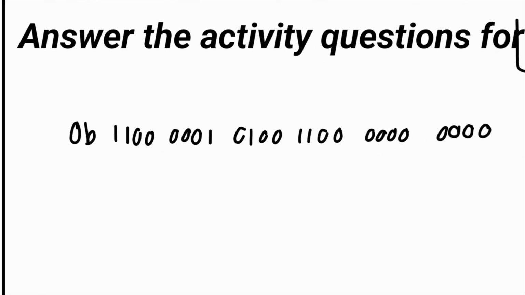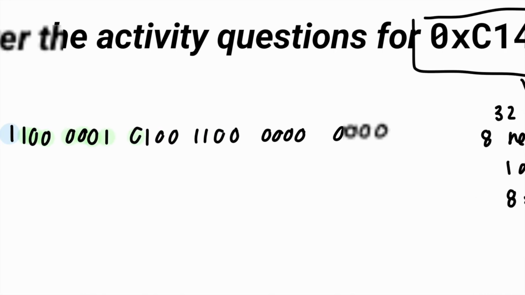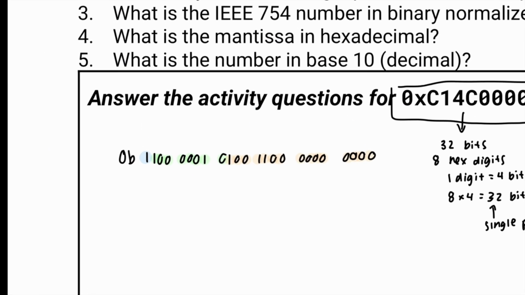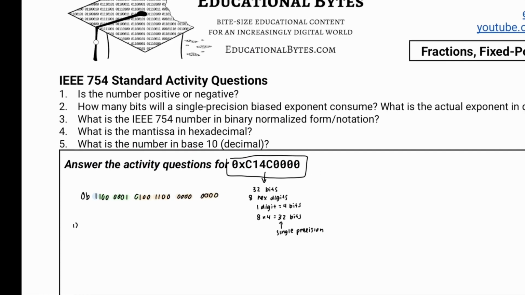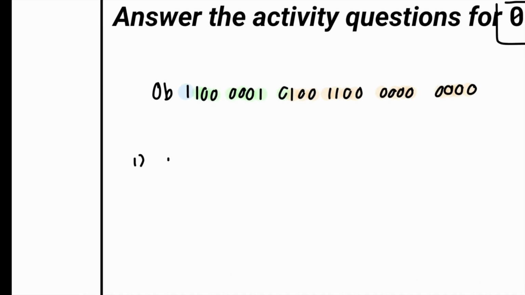We know that our first bit is reserved for our sign bit, the next 8 bits will be for our exponent, and then the remainder are for our mantissa. Our first question asks us, is the number positive or negative? Well, we know our sign bit is 1, which indicates that our number is negative.